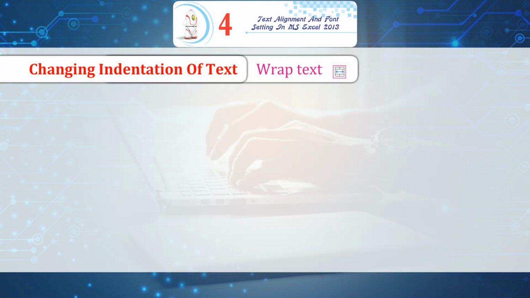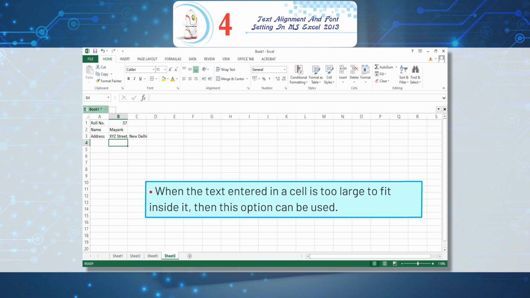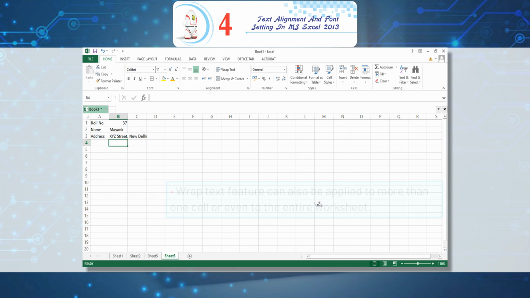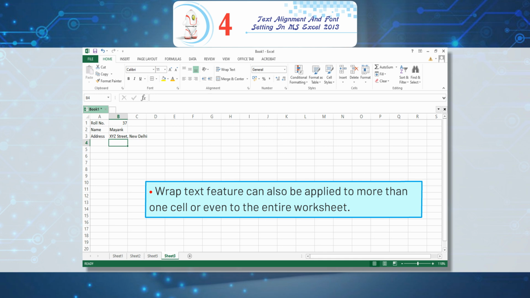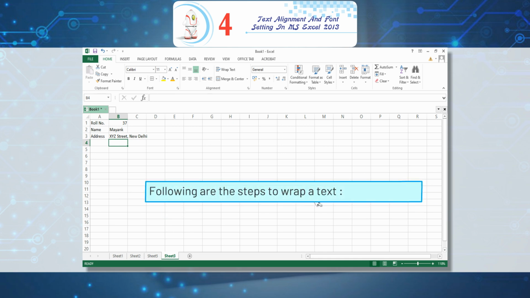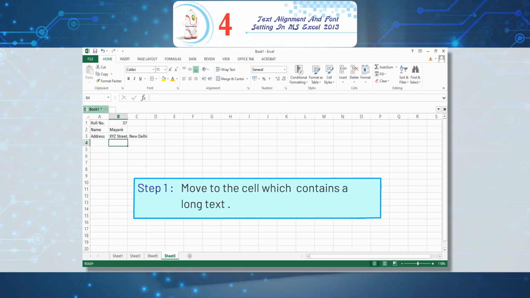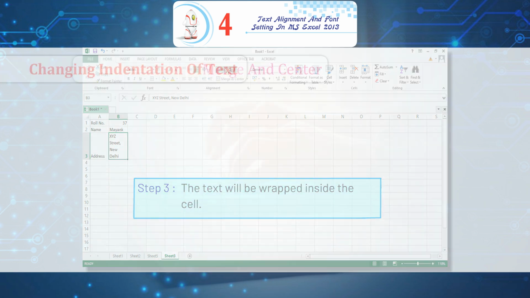These are wrap text. When the text entered in a cell is too large to fit inside it, then this option can be used. The Wrap Text feature in Excel wraps up text into multiple lines in a cell. It can also be applied to more than one cell or even to the entire worksheet. Following are the steps to wrap a text. Step 1. Move to the cell which contains a long text. Step 2. On the Home tab under the Alignment group, click on the Wrap Text button. Step 3. The text will be wrapped inside the cell.